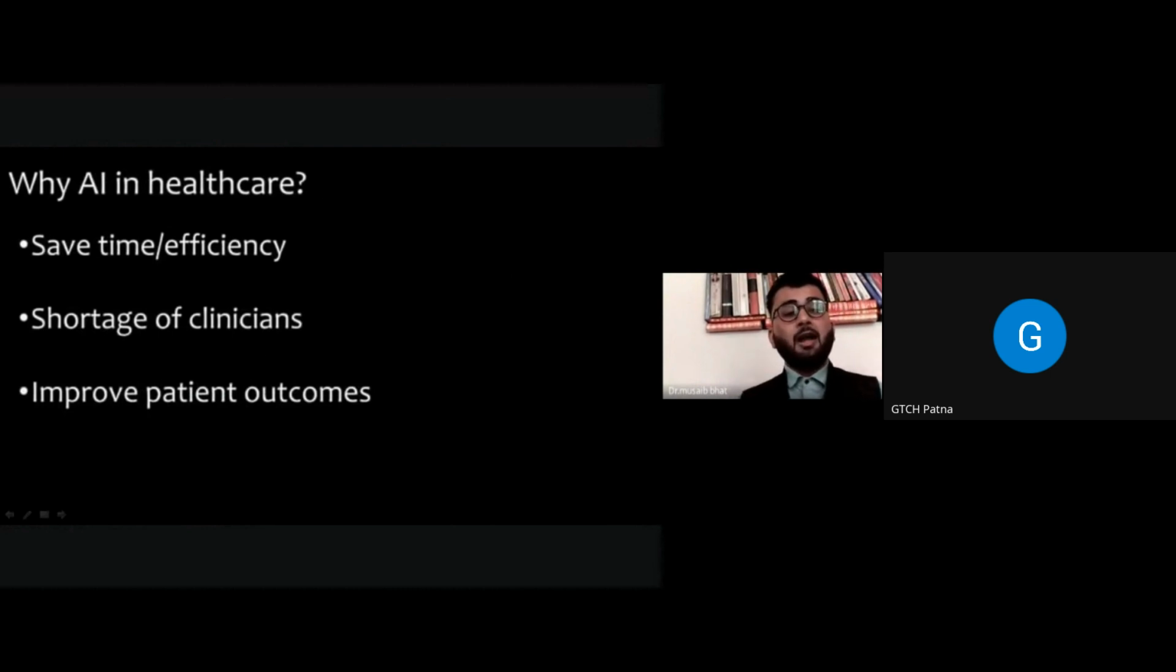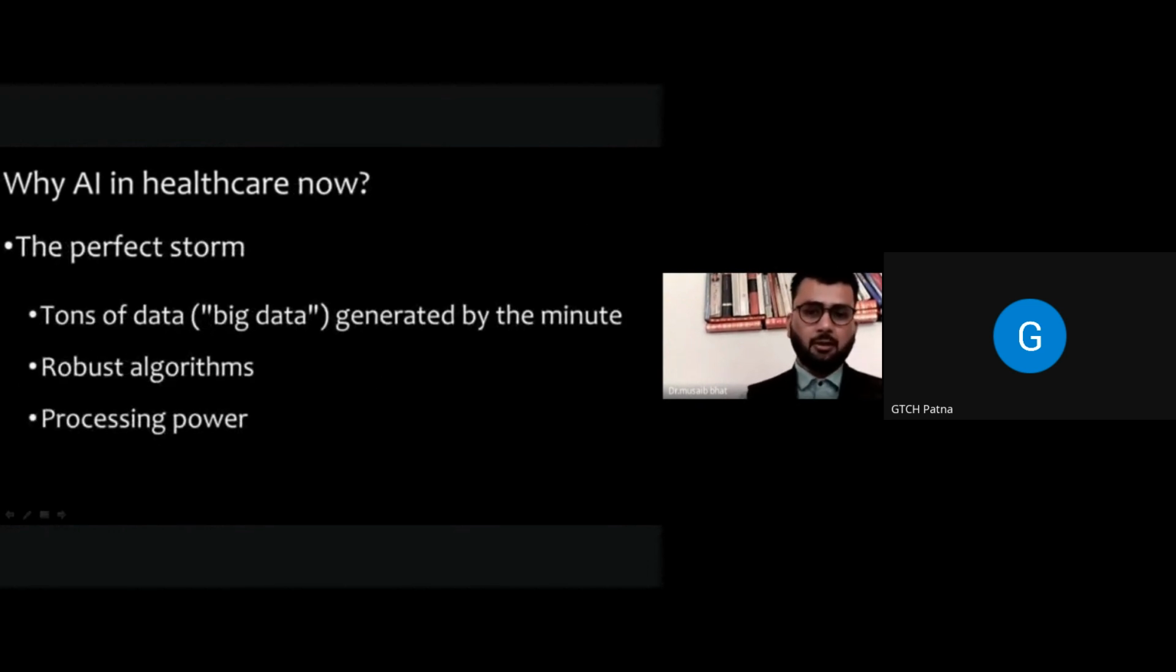So now why do we use AI in healthcare? It will save time and improve efficiency. There is a shortage of clinicians because we don't have enough doctors on board, so it is able to fill that gap. It's able to improve patient outcomes. You will know that in the subsequent slides.